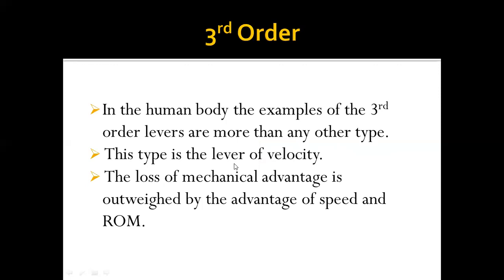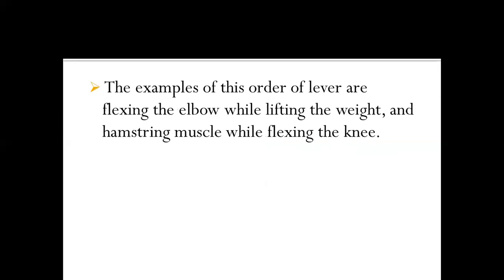Now the third order lever. In the human body, the examples of the third order levers are more than any other type. This type of lever is the lever of velocity. The loss of mechanical advantage is outweighed by the advantage of speed and range of motion. The examples of this order of lever are flexion of the elbow while lifting a weight and hamstring muscle while flexing the knee.